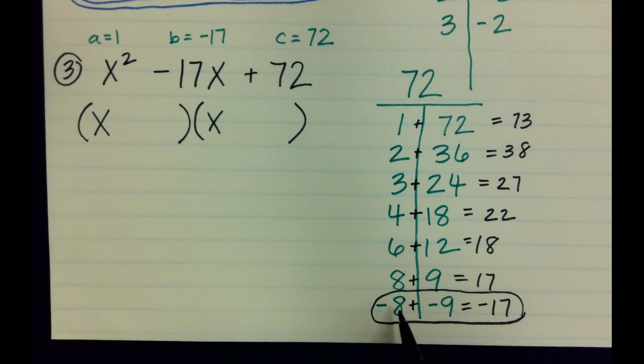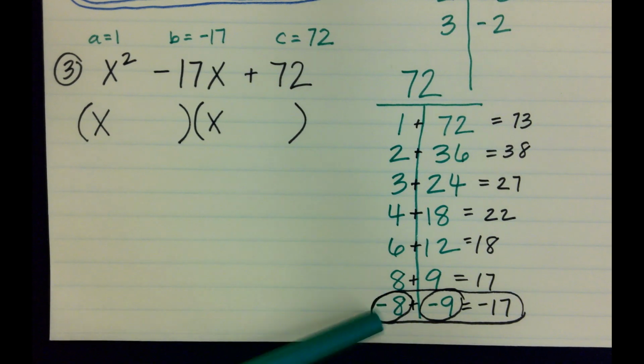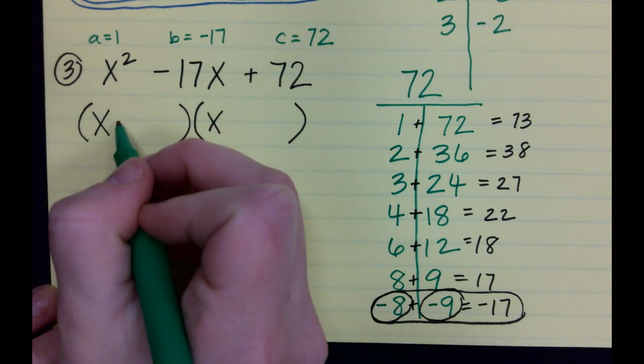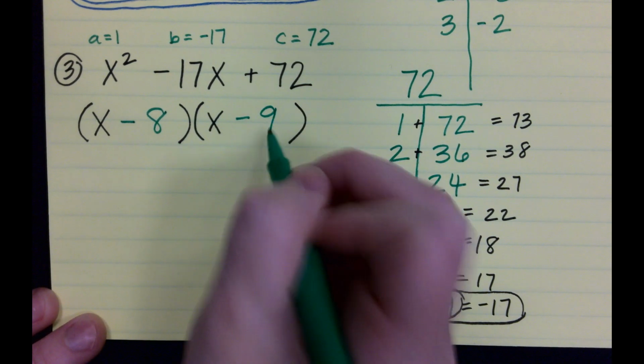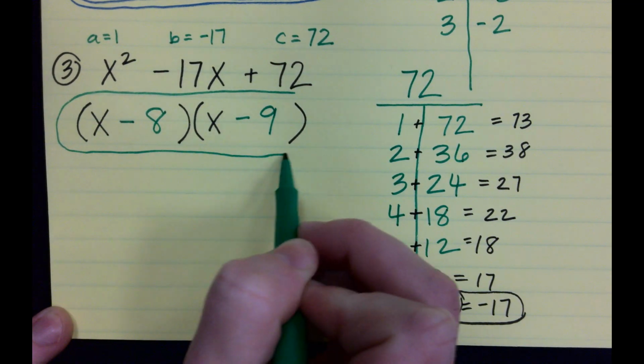So since the numbers that we're going to multiply to get 72 are negative 8 and negative 9, what do we do with those? Put them in our parentheses. All you're going to do is take those numbers and put them in your parentheses. (x - 8)(x - 9). And that's your answer.